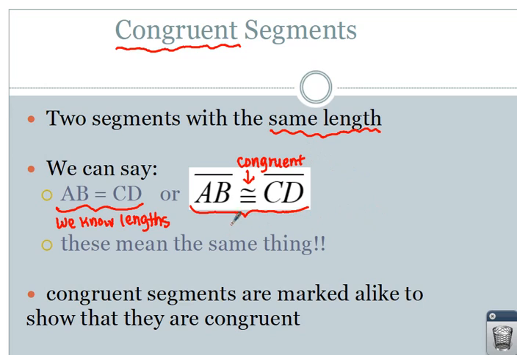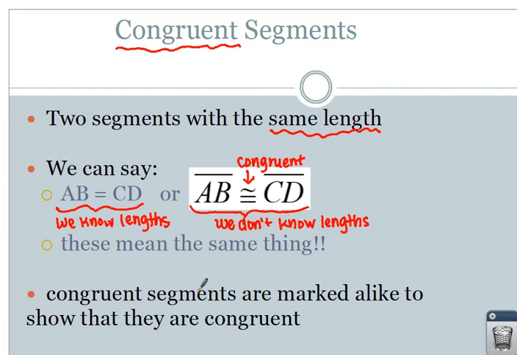Okay, this we use if we don't know lengths. So we just know they're the same, but we don't know how long they are. Then we use congruent. Okay, I won't get too picky if you use one instead of the other, but I want you to get in a good habit of using congruent when we don't know lengths and equal when we do know lengths. Okay, they essentially mean the same thing.